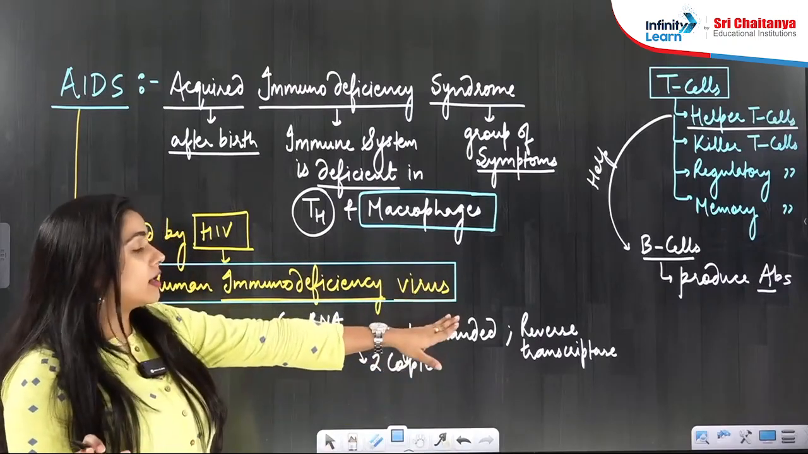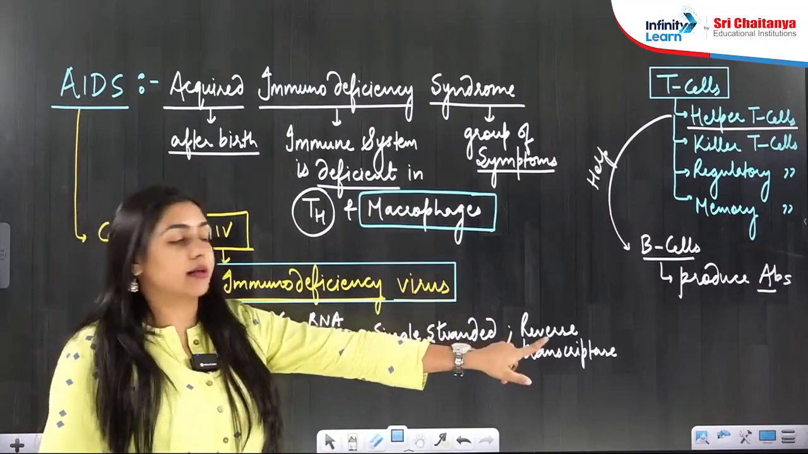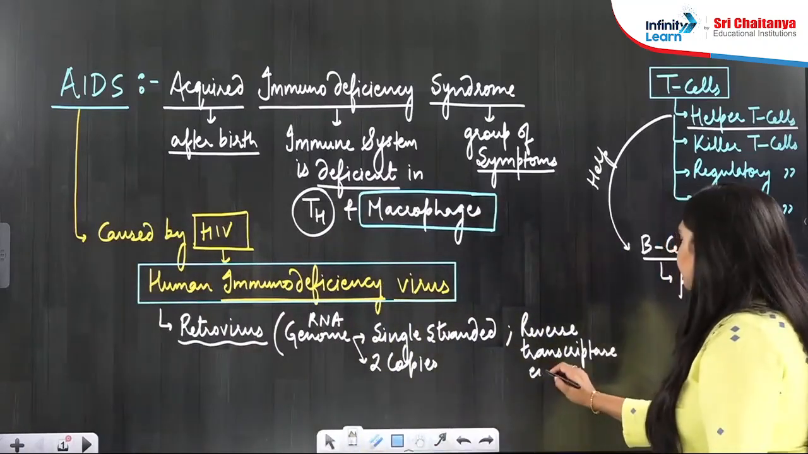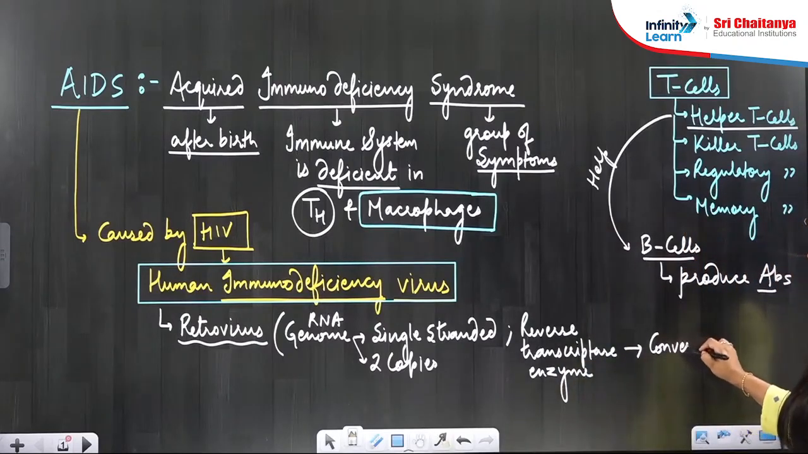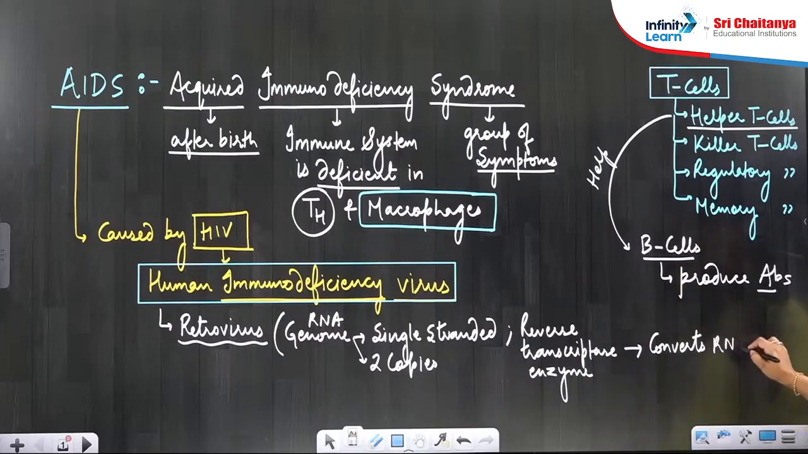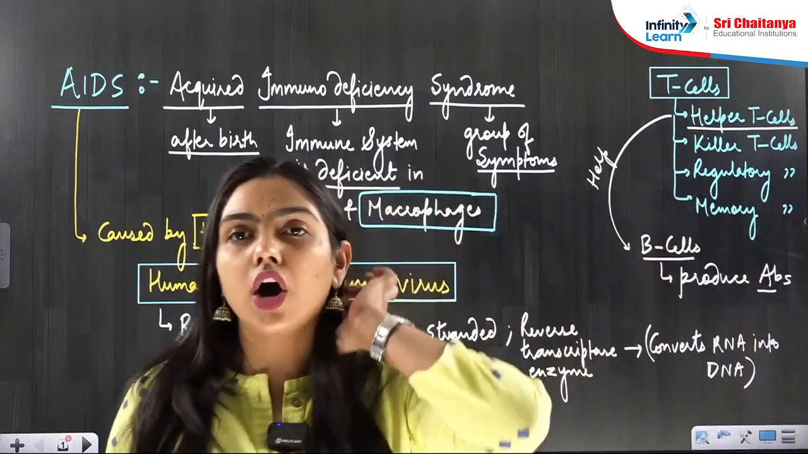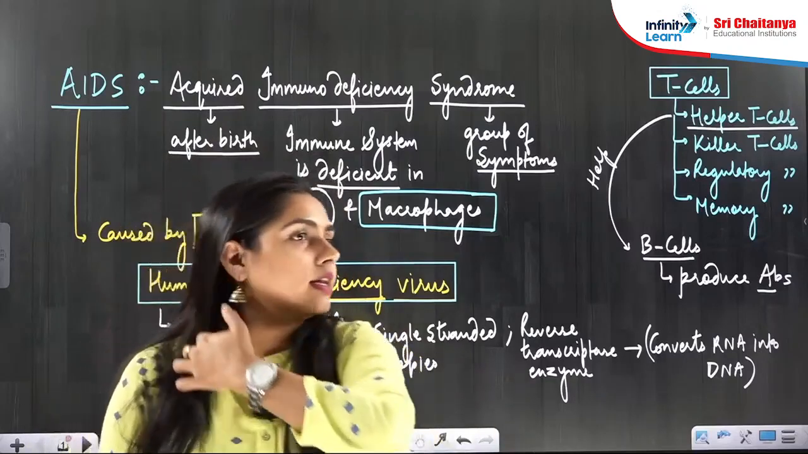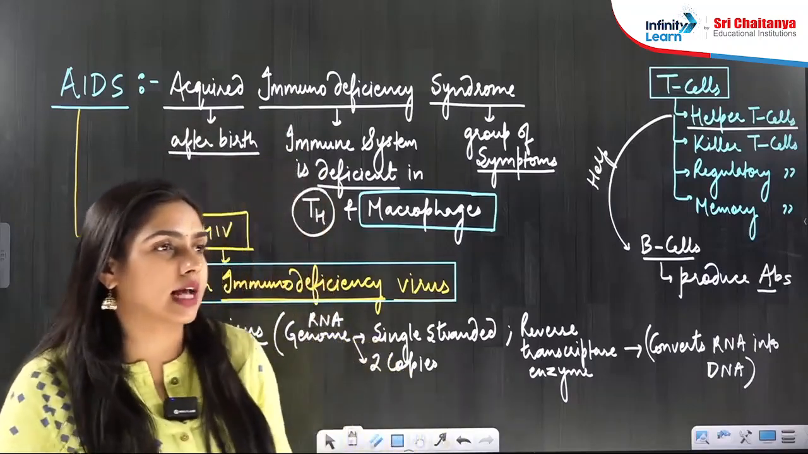So, beta, reverse transcriptase will convert the RNA into DNA. This reverse transcriptase enzyme, what will it do? It converts RNA into DNA. Do you know the meaning of transcription, translation, replication? Yes, everyone, tell me, do you know the meaning of replication, transcription, translation?